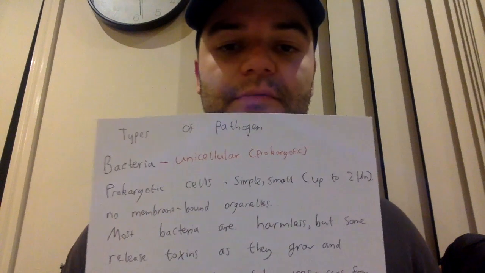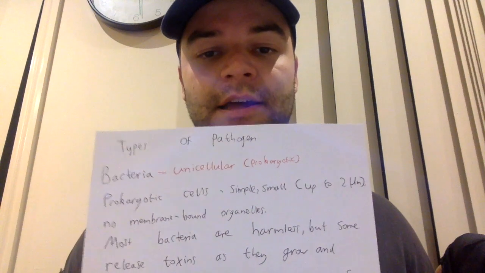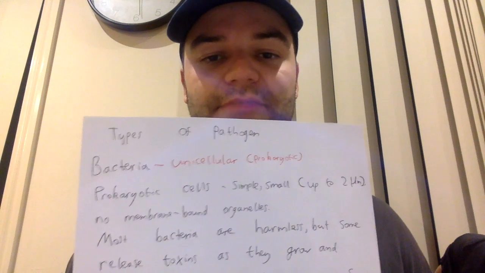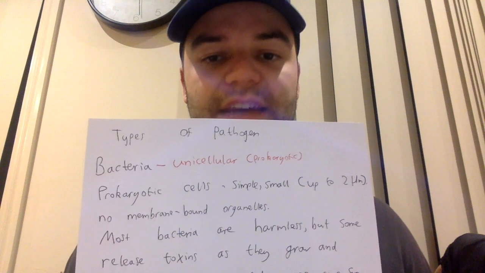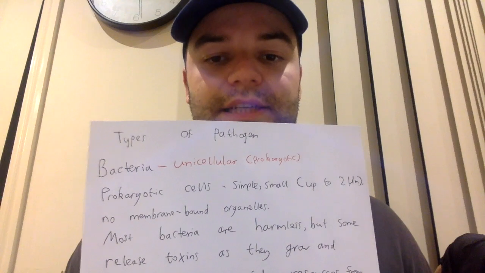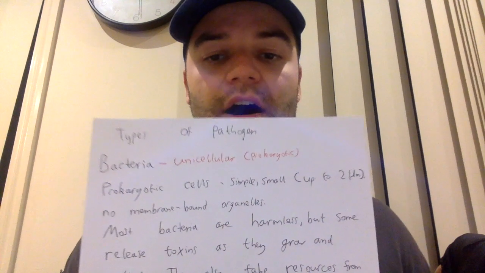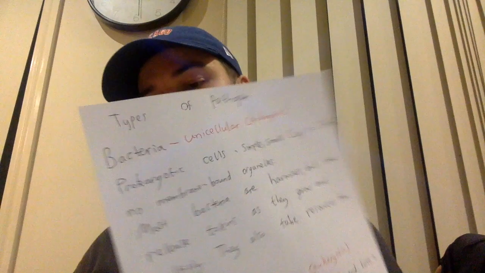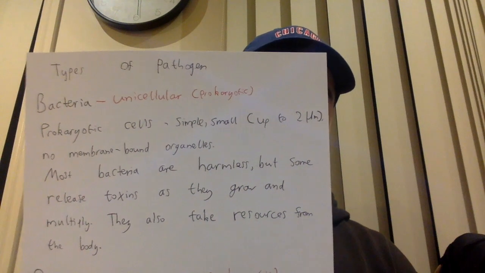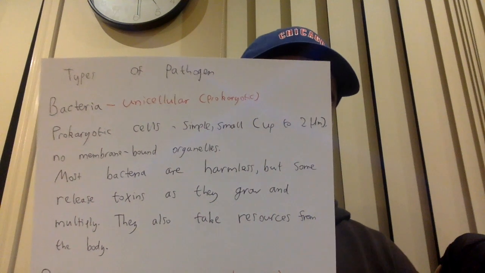Next, we've got bacteria, which are unicellular prokaryotes. So by prokaryotes, I mean they are simple, they are small, they can get about as big as 2 micrometers. Generally, yeah, they're around 2 micrometers on the upper scale. They've got no membrane-bound organelles. Most bacteria are harmless, but some of them, as they grow, release toxins, and toxins can damage your cells and make you unwell. So the bacteria that produce toxins are the ones that cause disease. And also some of them, as they grow, take resources from your body.